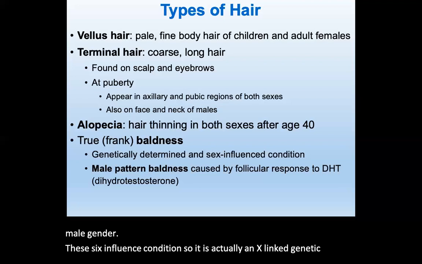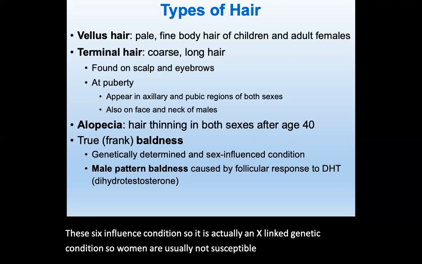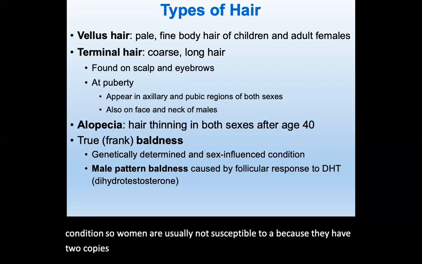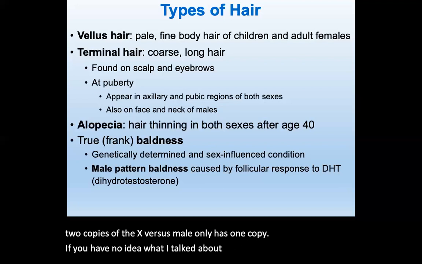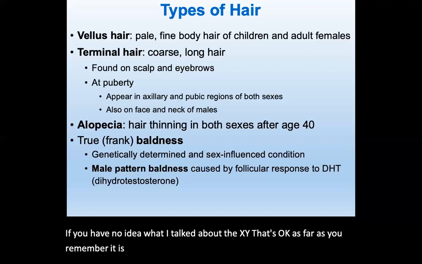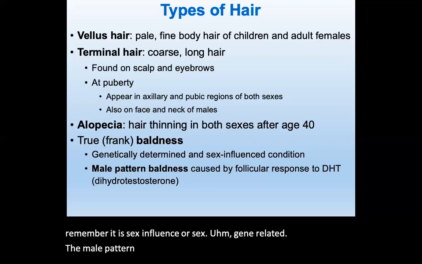So women are usually not susceptible to it because they have 2 copies of the X, whereas males only have 1 copy. If you have no idea what I talked about, the X and Y, that's okay. As far as you remember, it is sex influence or sex gene related. So male pattern baldness is a result of a hormone called DHT, or dihydrotestosterone.